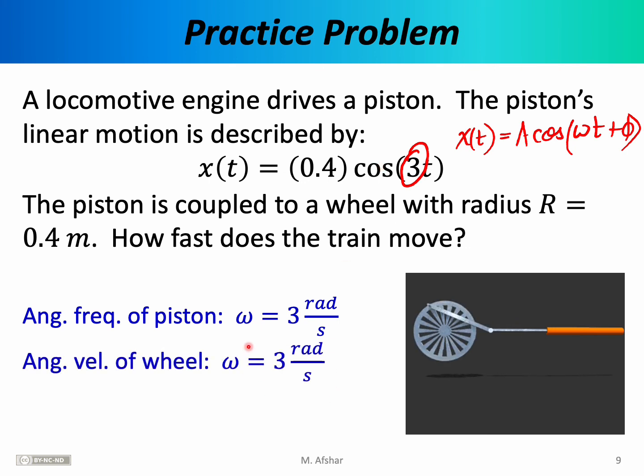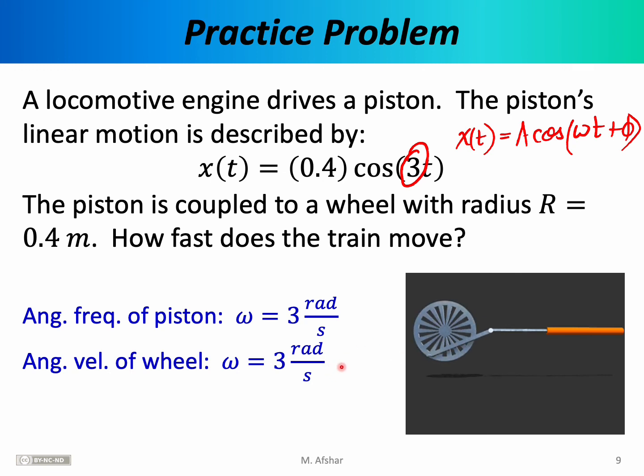Now, on the previous slide, I explained to you that the angular frequency of simple harmonic motion is equal to the angular velocity of uniform circular motion. In fact, that's essentially why we use the same letter, omega, for both of those quantities. So now I know that the angular velocity of the wheel must be 3 radians per second. Now, I'm not really interested in the angular velocity of the wheel. I'm interested in the linear velocity of the wheel. Here you have to imagine that this wheel is kind of rotating on the ground and that it is moving forward. I want to know what that linear velocity is.